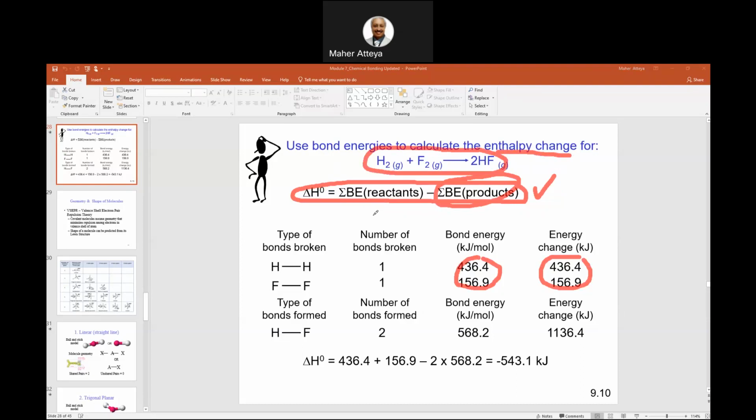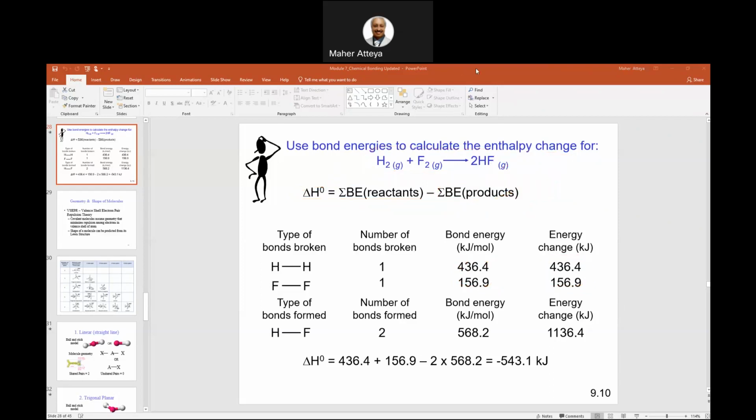We have hydrogen plus fluorine, both gases, to give us 2 moles of HF gas. I'll give you all the information you need. For hydrogen, you break it in the middle. Hydrogen has 1 bond, and that bond has this much energy. Fluorine also has 1 bond. You break it, correct? Those values are given to you. You don't have to memorize them.